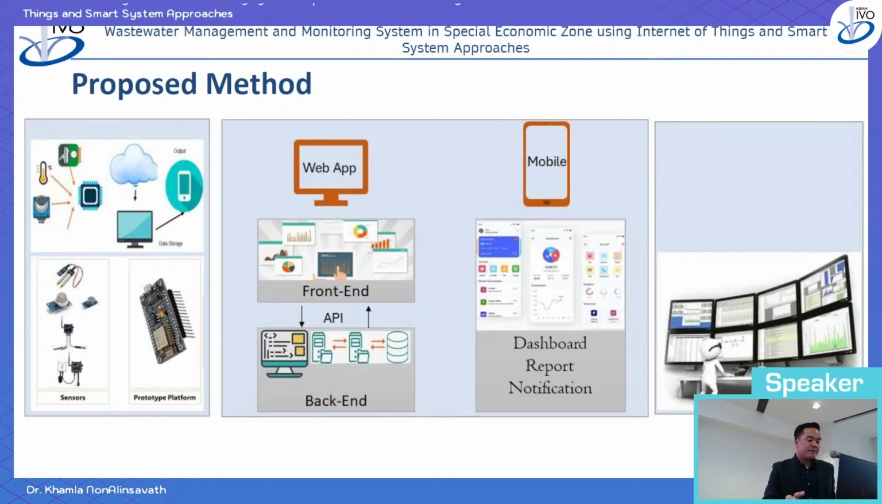We not only provide for water quality, but we also provide for other environmental parameters. For example, we provide for air quality, soil quality, and noise level around the special economic zone to make sure that our system works for all aspects of environmental impact assessment. And then we will develop applications for the system, using a web application and a mobile application to monitor in real time.